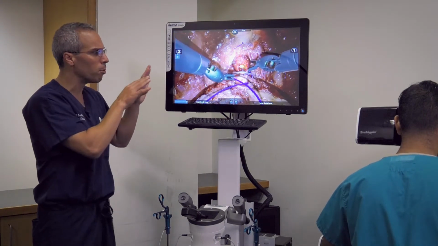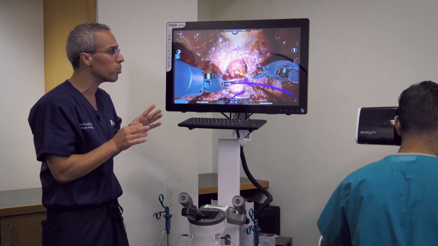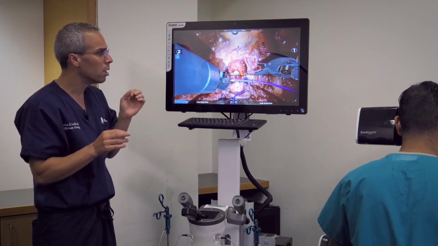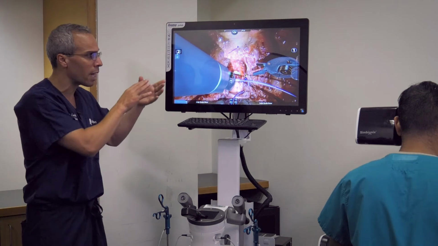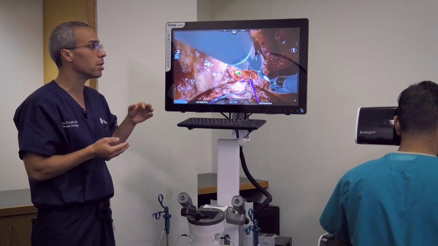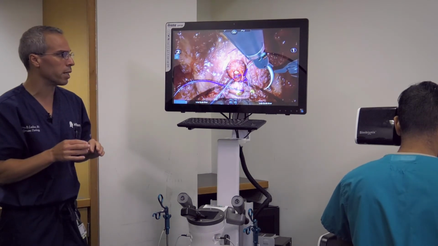You know, the male pelvis is very, very tight. There's not a lot of room to actually maneuver in there, so he's having to switch from left hand to right hand multiple times in order to get that exact angle that he needs to throw the suture in that specific area. And again, that's a huge advantage of the simulation.